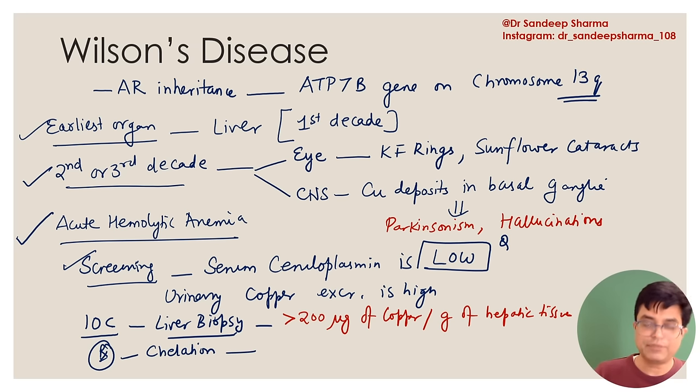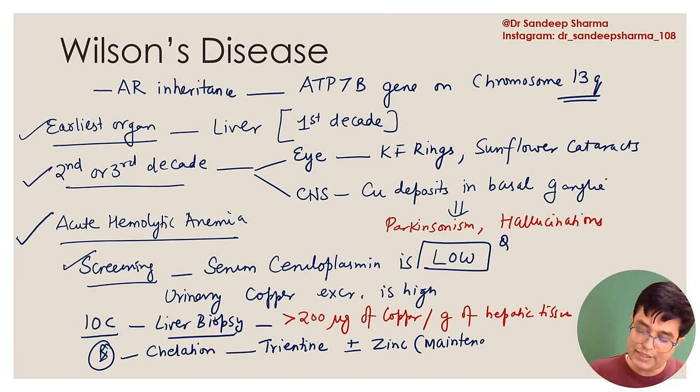In chelation therapy, earlier we used to use D-penicillamine. D-penicillamine is outdated. These days we prefer the agent called trientine. Trientine is often combined with or without zinc, which is considered to be a maintenance agent. So if asked, what is the maintenance agent? Zinc. How does zinc help? Zinc does not bind copper, but zinc reduces the gut absorption of copper.